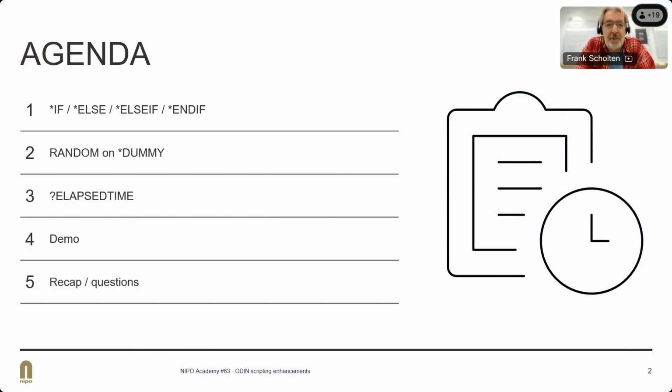The first improvement that we will take a look at are some additions we made to the if statement. You can now combine if statements with else if, and you can make a block of if statements stretching several lines if you use an end if. The second one is a random on dummy questions. And then finally, we have released a new timing mechanism, elapsed time, where you can get the exact time a respondent spent on a question.